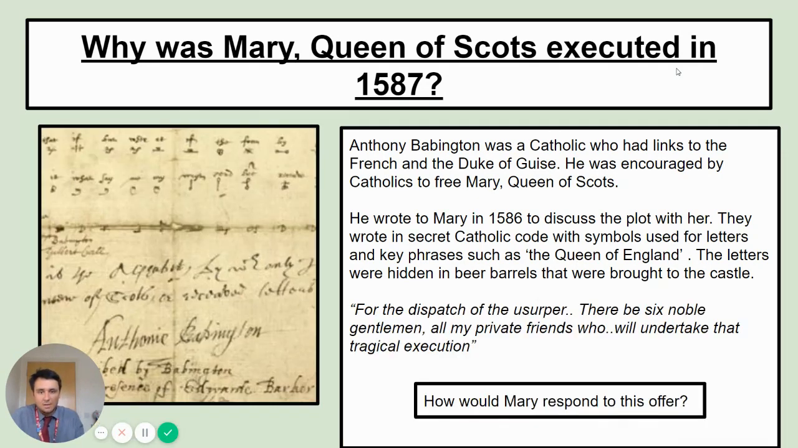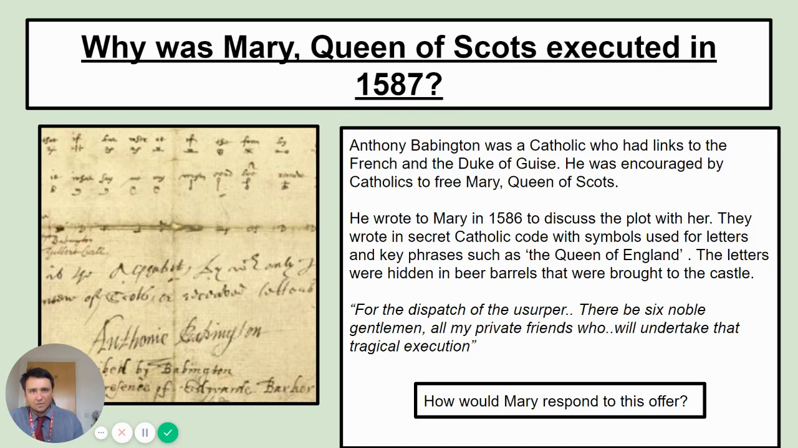And the letters, what did they say? Well, Babington wrote, "For the dispatch of the usurper," which basically means to get rid of Elizabeth. The usurper basically means the person who shouldn't be there. So we're going to dispatch, we're going to get rid of her.